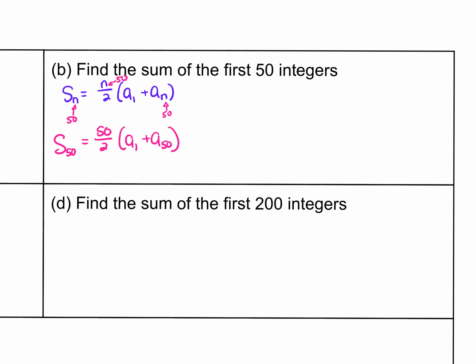Well, we have to think about what our first term and our last term would be in that sequence, and the first term would just be 1. When we're talking about the first 50 integers, we start with 1, and our last term would be 50. So I can put all of that into my formula, and I'm going to get the sum of the first 50 integers is 50 divided by 2 times 1 plus 50, which is 25 times 51. And then it's just a matter of typing that into our calculator to get 1275.